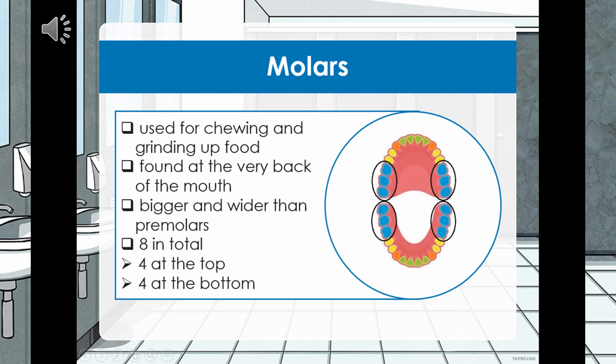Molars. Molars are used for chewing and grinding up the food. They are found at the very back of your mouth. They are bigger and wider than premolars. They are also 8 in number, 4 in the upper jaw and 4 in the lower jaw. The black circles are actually highlighting your molars, as you can see in the picture.